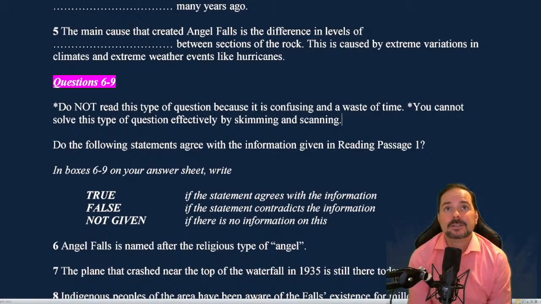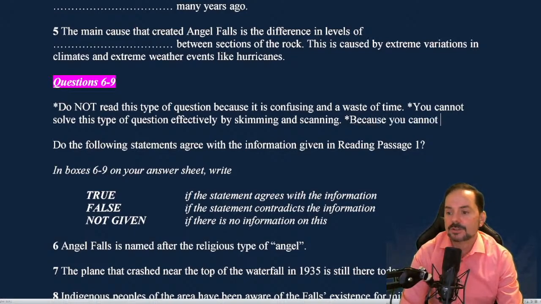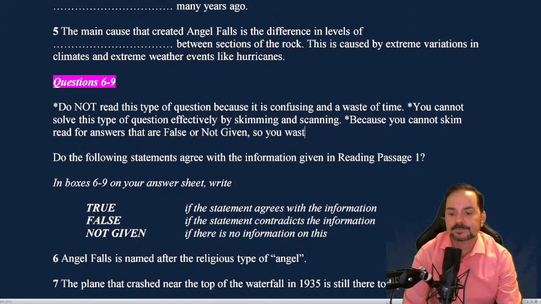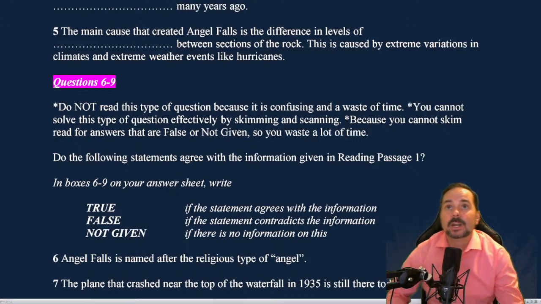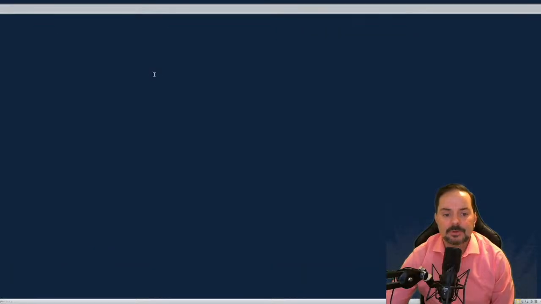Why not? And Fareed says because some ideas are not included in the passage. Yeah, exactly, okay? So because you cannot skim read for answers that are false or not given. It's very difficult, okay? Impossible, basically. Okay, so you waste a lot of time. All right? So that's why. Okay, so don't read these. Just skip them. Okay, we'll come to them at the end.